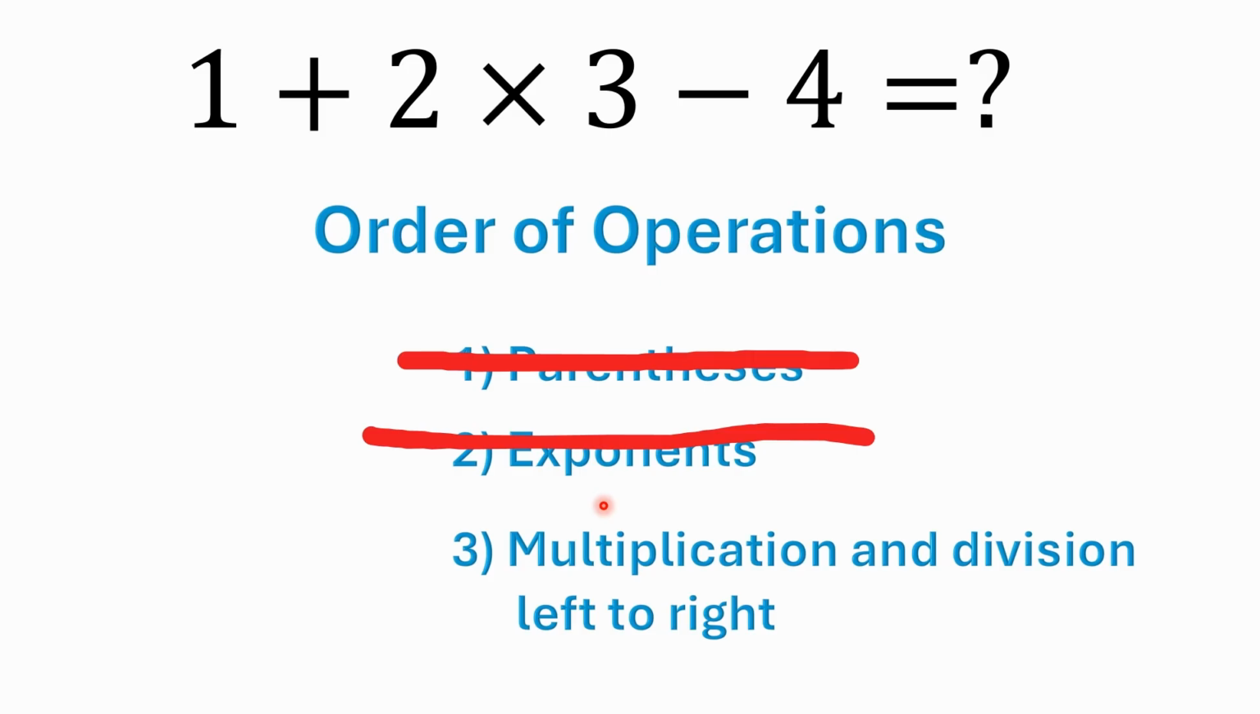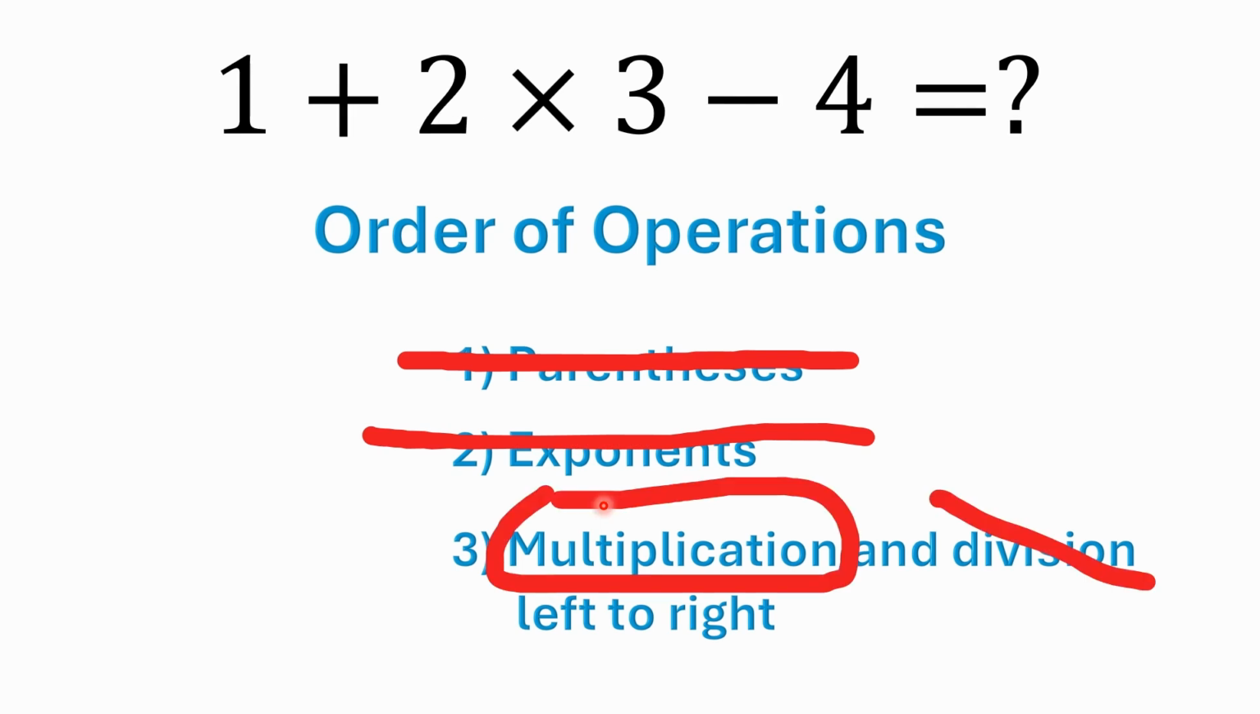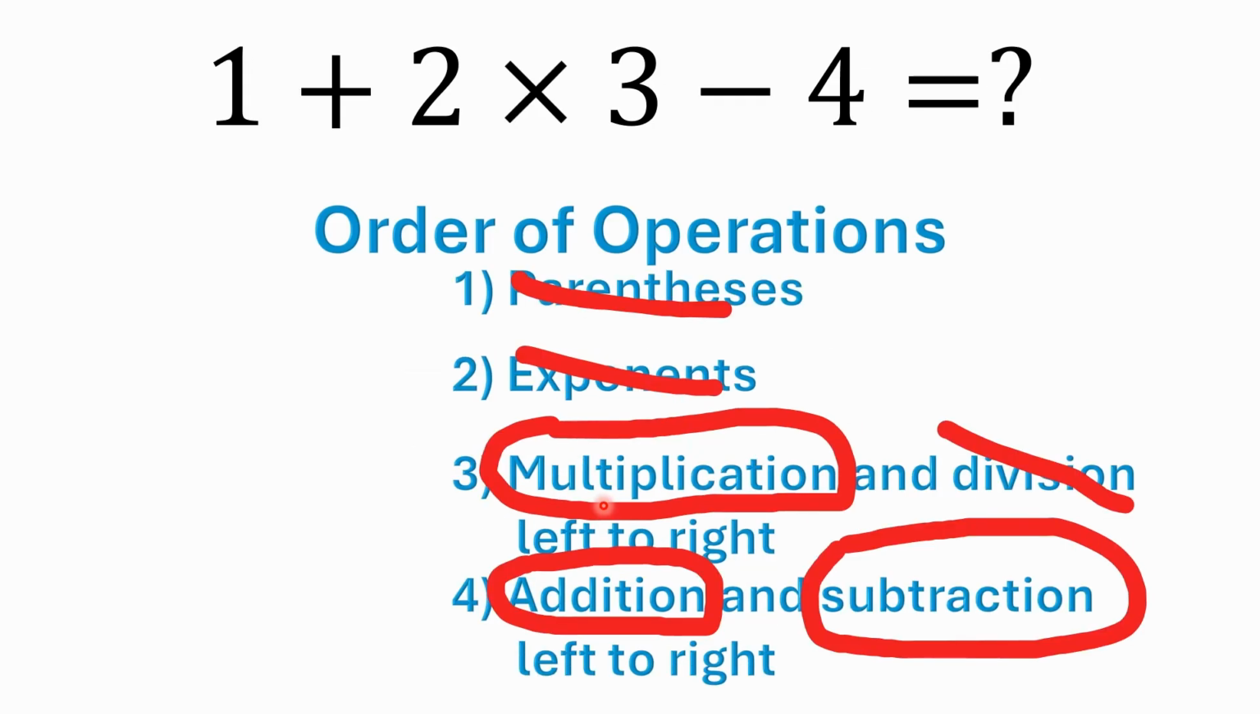Does that mean we ignore the rest of the order of operations? No, we don't. We move on to step number 3, which is where we look for multiplication and division, left to right. And just remember, division is the same thing as multiplying by a reciprocal. So multiplication and division are given equal precedence. You just solve them left to right. We do have multiplication here, so we are going to solve that first. We don't have any division. So we know we're going to be doing the 2 times 3 first.